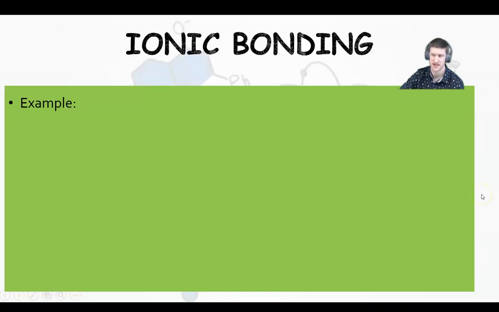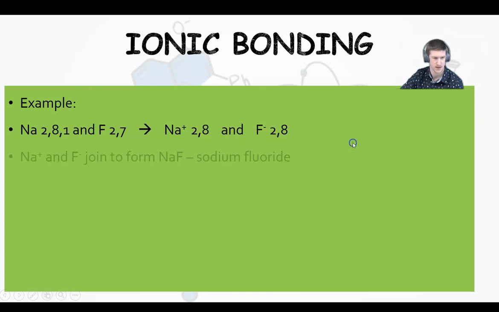An example of this, if I had a sodium, which I look at its electronic configuration, it's 2,8,1, and I had a fluorine atom, which is 2,7. I can see that sodium is going to want to give up this one and have a full outer shell. Fluorine is going to want to take one and get a full shell. So sodium is going to become 2,8. It lost an electron, so it now becomes Na+. Fluorine gained the electron, so it's going to become F-.